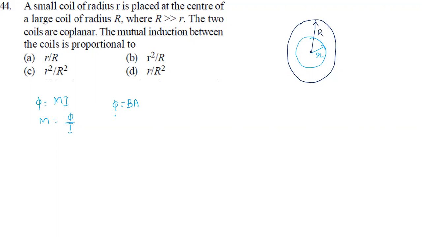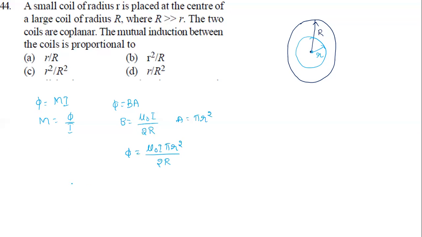So now I need to find the area and the magnetic field. The magnetic field at the center is B, that is mu naught I by 2R. From where did you get this formula? Again using Biot-Savart's law, the magnetic field at the center of a coil carrying a current. Then the area of the smaller coil is pi r square. So the magnetic flux becomes mu naught I pi r square by 2R.